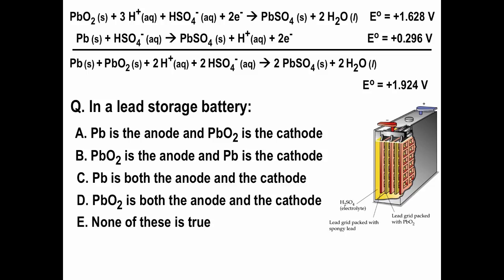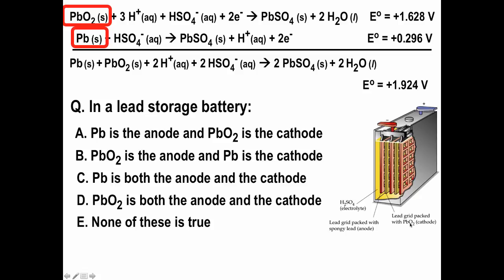And given this, you should certainly be able to answer questions like the following. If we have a lead storage battery, what's the anode and what's the cathode? I'll give you a moment, take a look at the process and see if you can answer this. And then, of course, we're going to note that lead oxide is the solid that undergoes gain of electrons or reduction, and the lead is the thing that undergoes loss of electrons or oxidation.